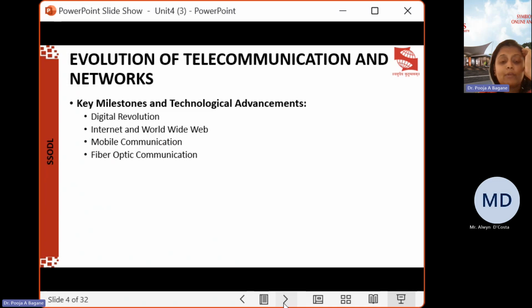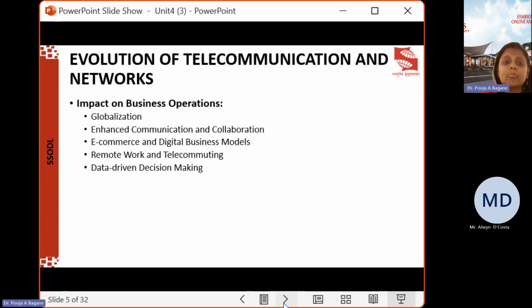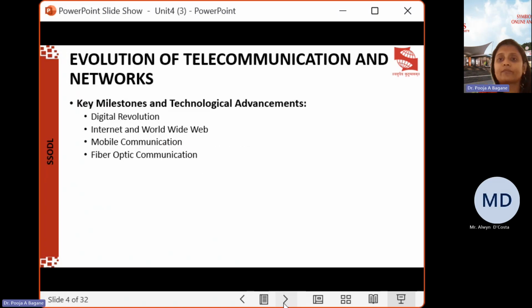Then there is fiber optic communication. Fiber optic allows the establishment of long-distance communication channels. Data is transmitted through the fiber optic network in the form of light pulses through very thin glass or plastic fibers. The advantages of fiber optic include high bandwidth, low latency, and immunity to electromagnetic interference, making it suitable for high-speed internet and the telecommunication backbone.